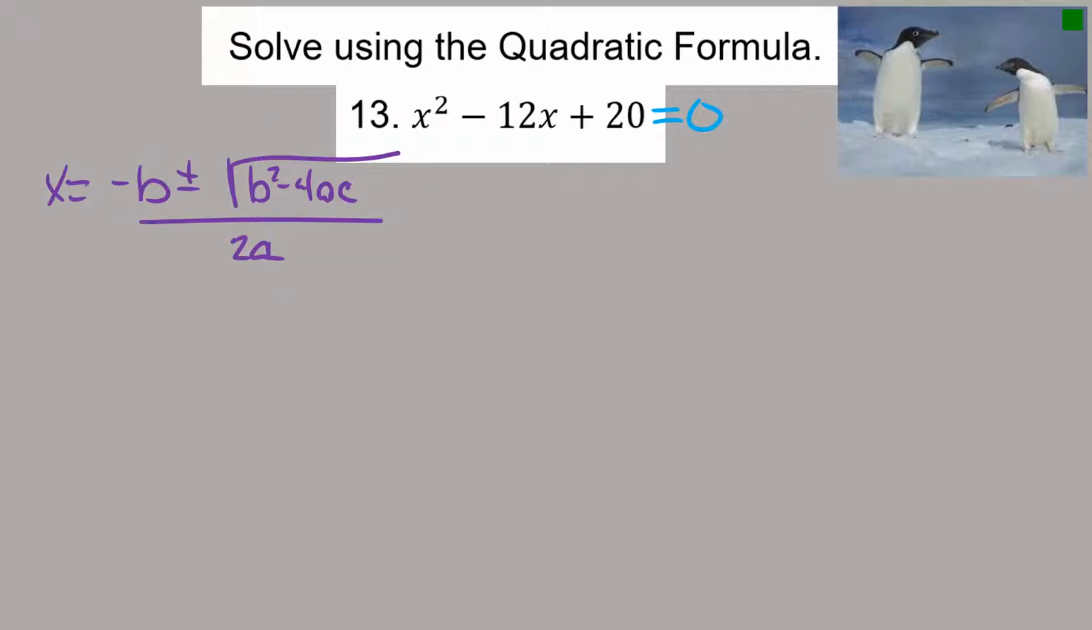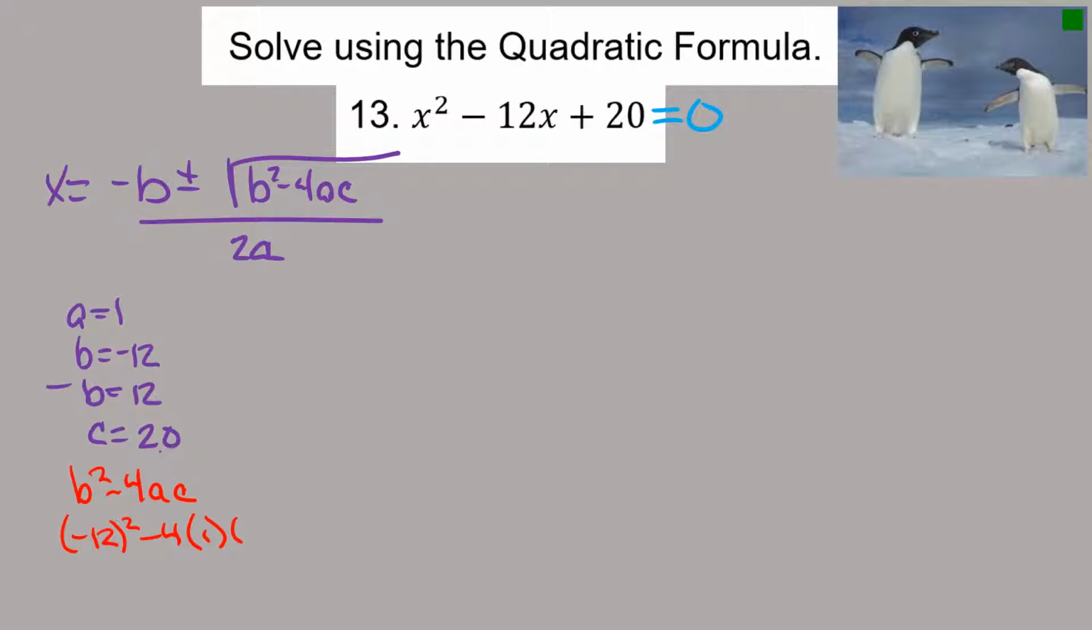Okay, we are going to identify a. A is 1. We are going to identify b. B is negative 12, which makes the opposite of b 12. We are going to identify c. It is 20. We are also going to do the discriminant, b squared minus 4ac. So negative 12 squared minus 4 times 1 times 20.